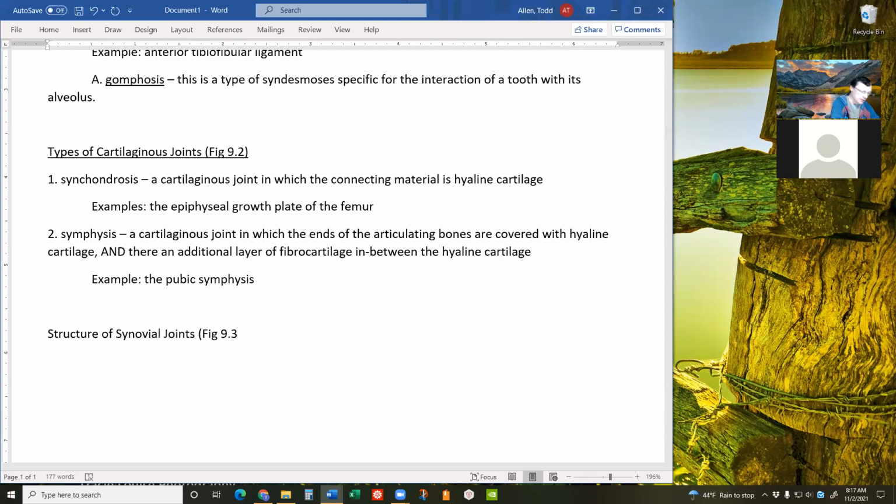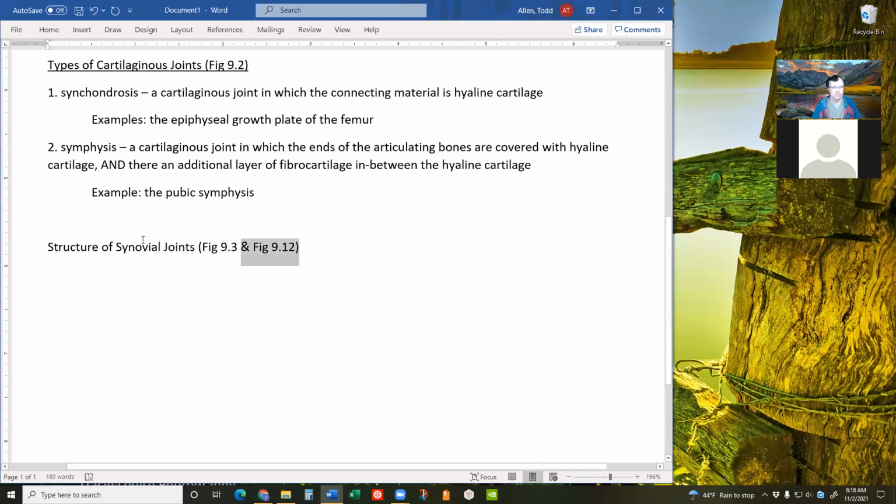Honestly, many of the other joints highlighted in this chapter are also going to reveal that structure to you. Just as an example, figure 9.12 is the shoulder joint. That would be a beautiful example of a synovial joint. Let's talk just a little bit about some of the features of synovial joints here.